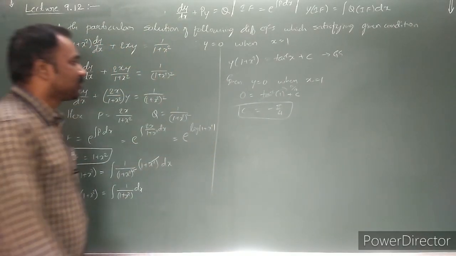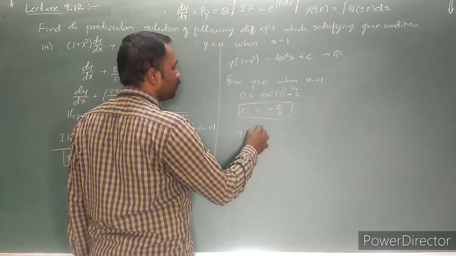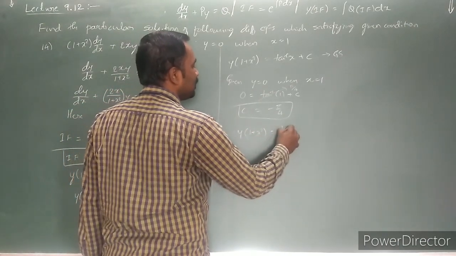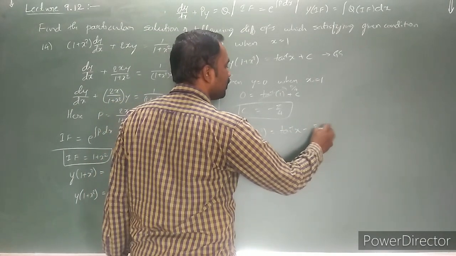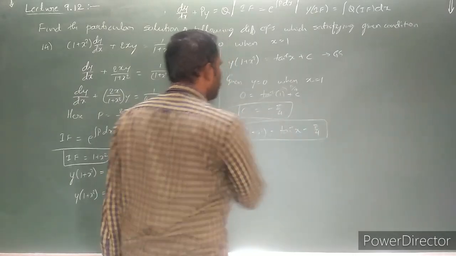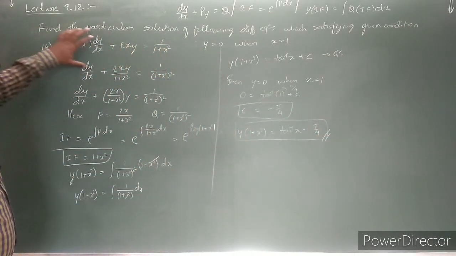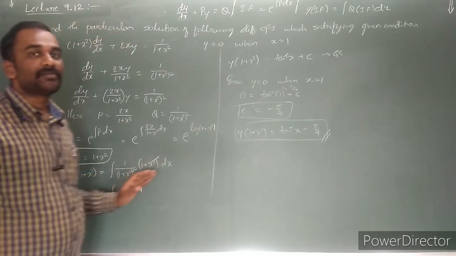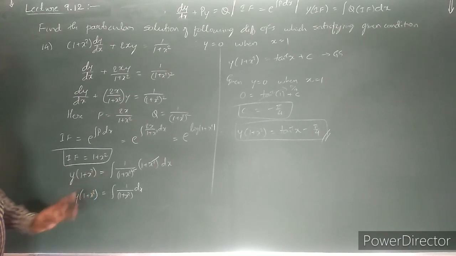Replace the c into the general solution. Now therefore the required solution is y into (1 plus x square) is equal to tan inverse of x plus c, which is nothing but minus pi by 4. Hence the solution. This is how we have to find the particular solution of the given differential equation using the given condition. Okay, now in the same manner, next problem.